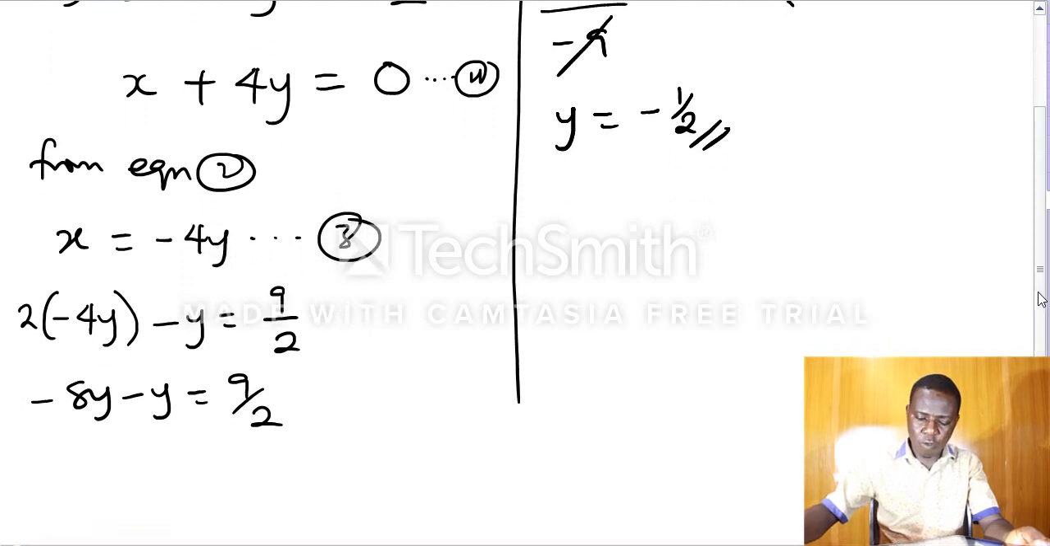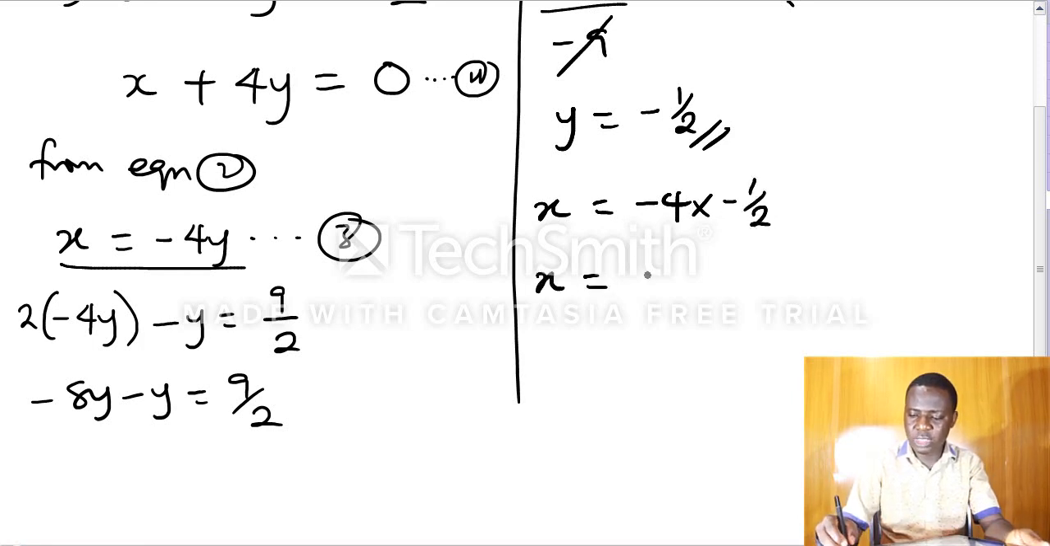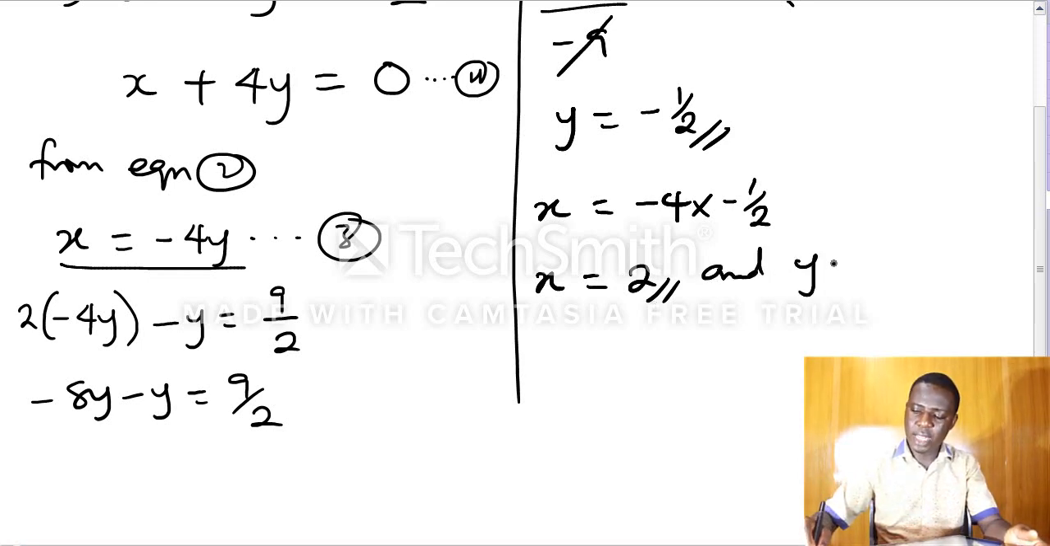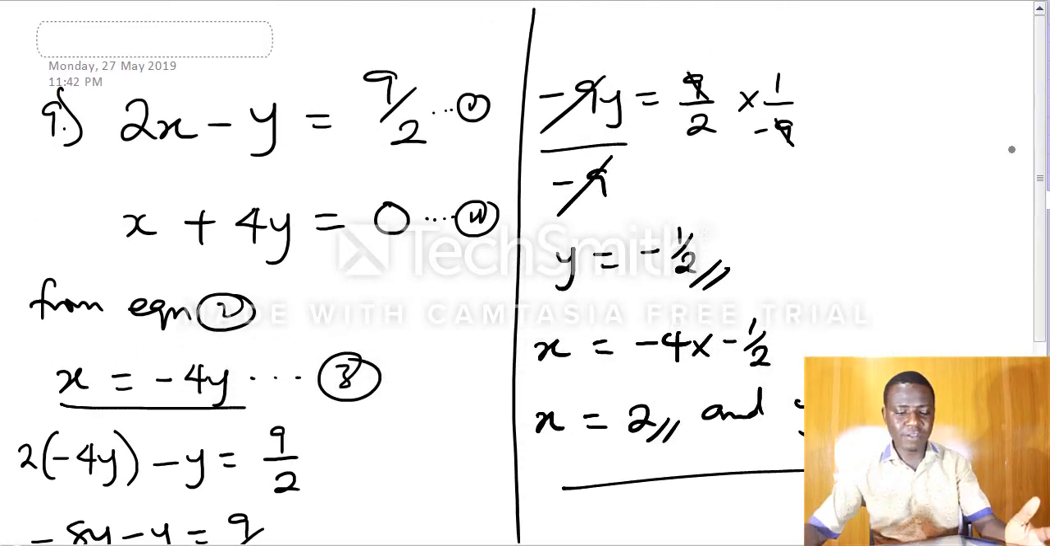Substituting minus half for y into equation 3 gives you a value of x: x is equal to minus 4 times minus half. That is, minus times minus is plus, and half times 4 is 2. That is, x is equal to 2 and y is equal to minus half as your answer. When you substitute it in the equation, the left hand side will be equal to the right hand side of both equations. That brings us to the end of today's class.